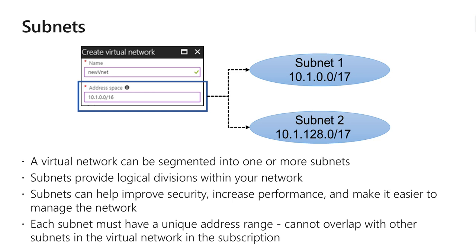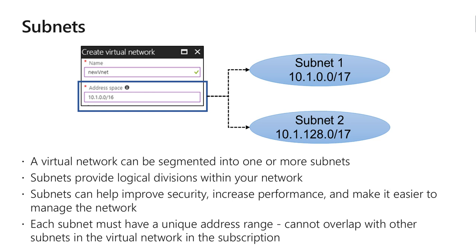Each subnet contains a range of IP addresses that fall within the virtual network address space. Each subnet must have a unique address range specified in CIDR format. This address range cannot overlap with other subnets in the virtual network in the same subscription. Remember, the same subscription. If you have multiple, it doesn't matter. And it's very important to plan your subnets carefully.